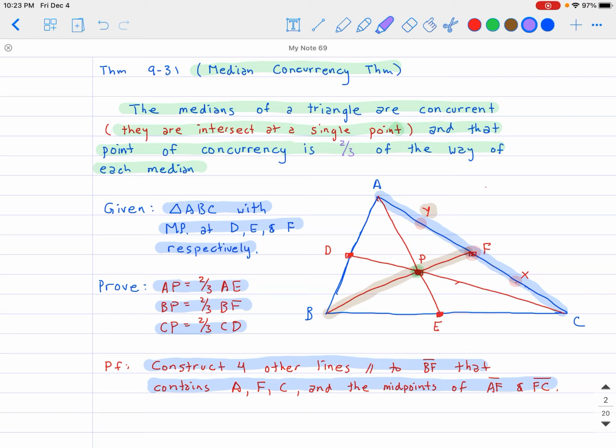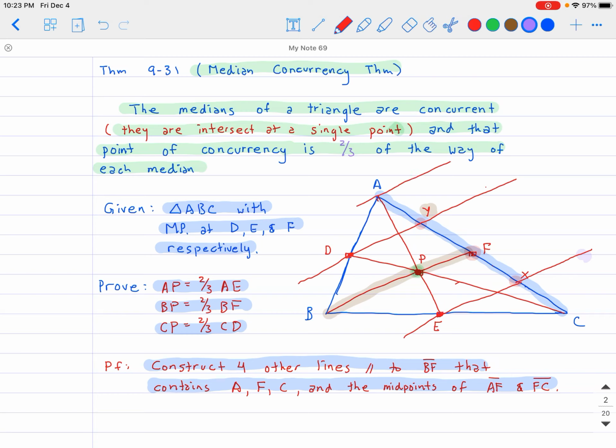The first one is going to be going through X, and it's going to look something like this. It's going to cut this way, going through X, and it goes through E, actually. And you'll actually see Y in just a little bit. Then we also have another line that goes through Y, which is parallel to BF. And guess what? It goes through D over here, believe it or not. And then the next one is going to be A.